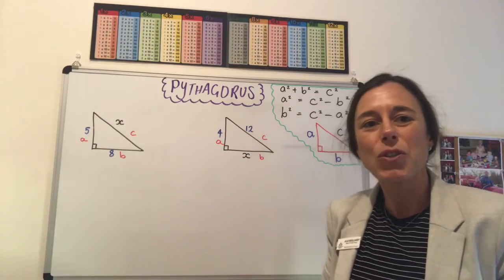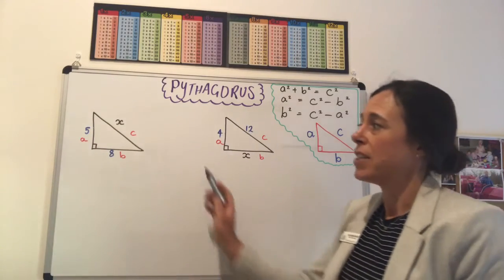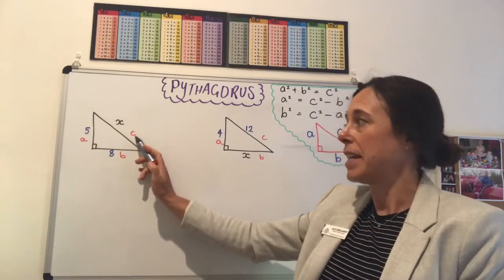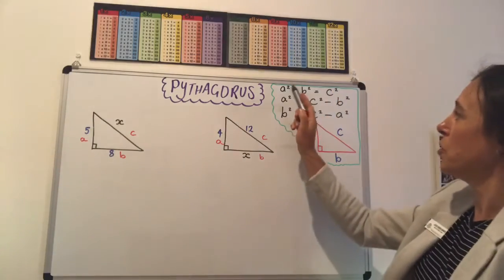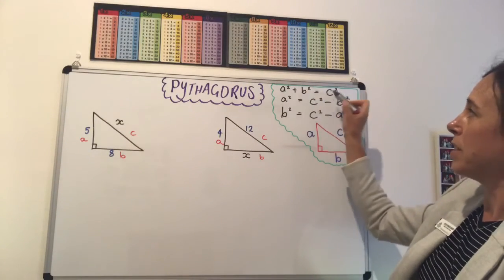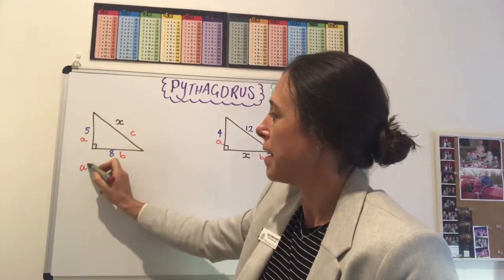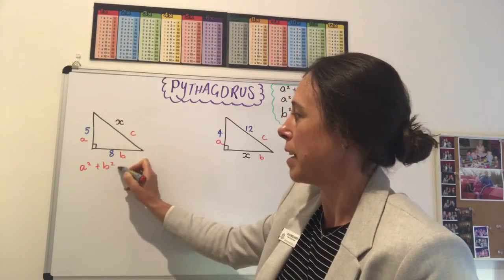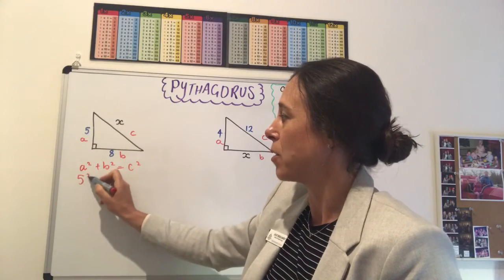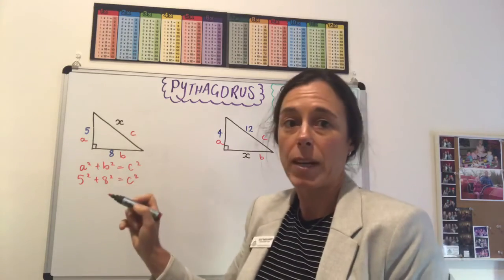Now I'm going to choose the formula for the side that I need to find that is unknown. So in this first example here, my unknown side is the C side, so I can choose this formula here because this formula is going to tell me what C is. So using this formula here, a squared plus b squared equals c squared, I plug in my values, so I'm going to have 5 squared plus 8 squared is equal to c squared.